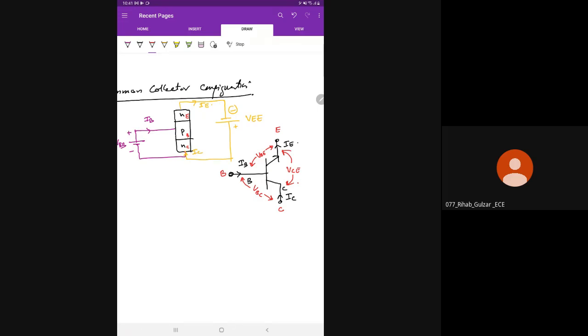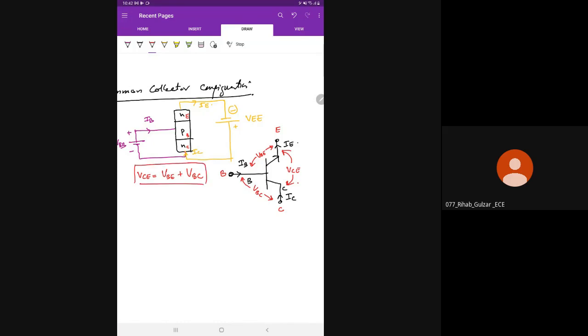And we can see that from this diagram, VCE is equal to VBE plus VBC. Okay, so VCE is equal to VBE plus VBC. That can be seen from this diagram.